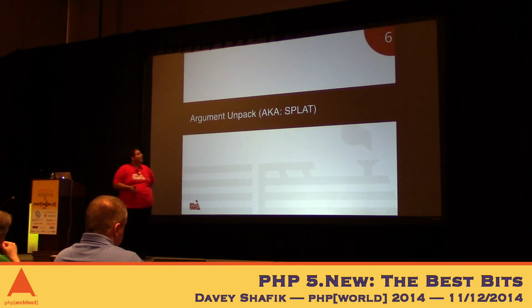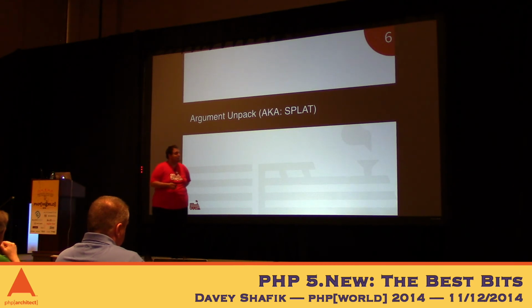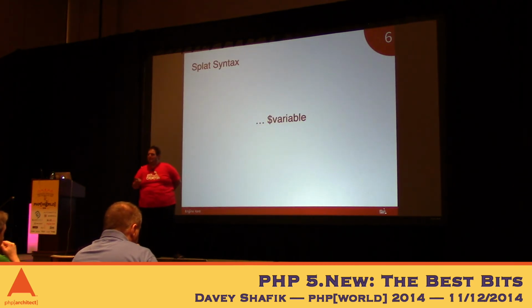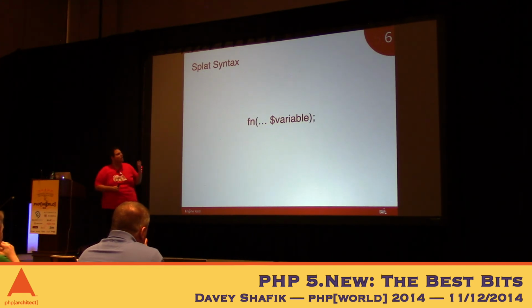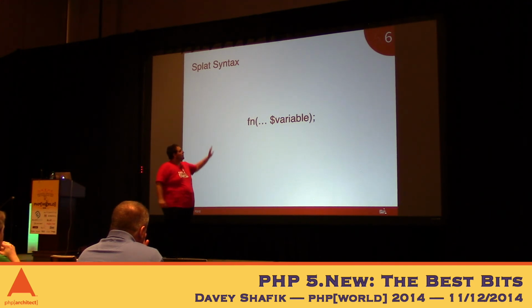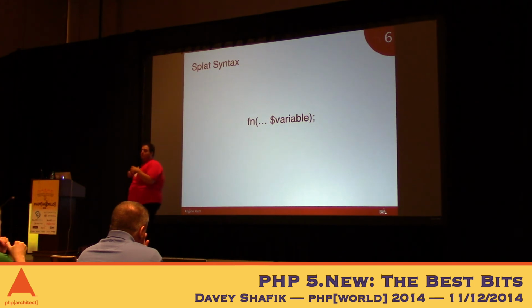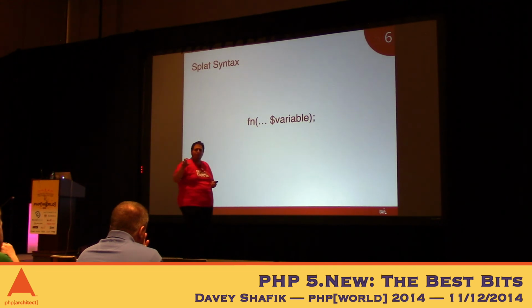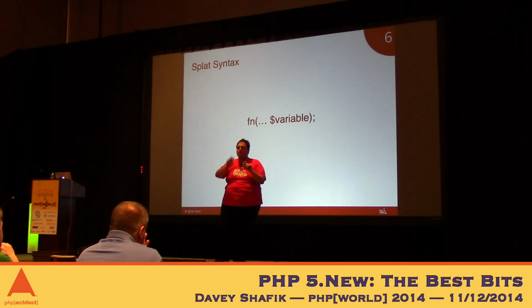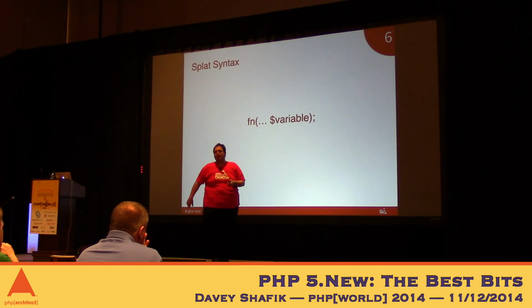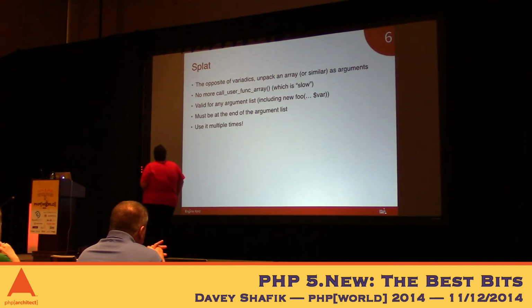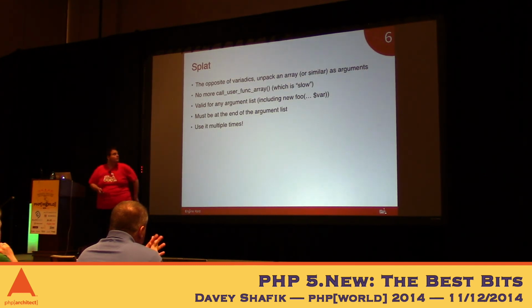The other feature that was added is argument unpack, also known as splat. And it uses the exact same syntax, but in a slightly different way, so triple dot dollar variable. So this is now used as an argument. So you're passing it in, it's not a parameter. Okay? So when you call the function, you can now do triple dot dollar variable. And what that will do is it will take something that looks like an array, so either an array or an ArrayIterator or something like that, and it will take the individual values in that and pass them in as individual arguments. Okay? So it's the opposite of variadics.